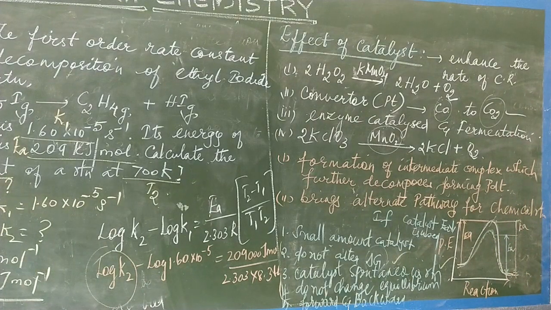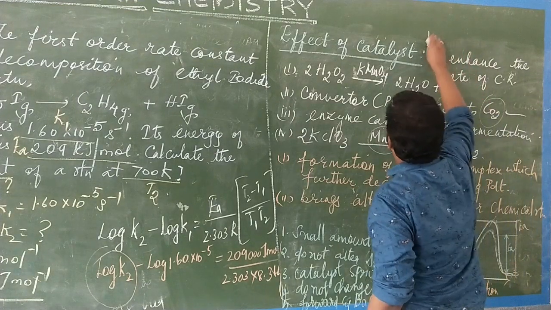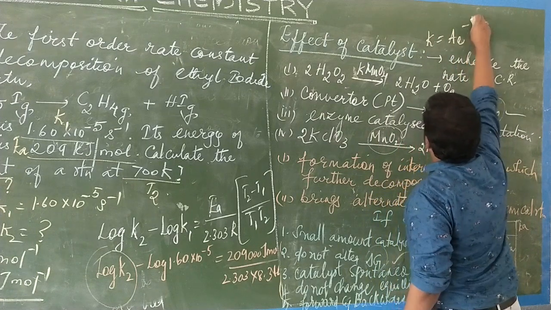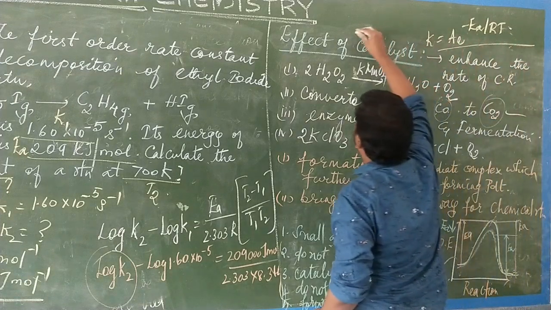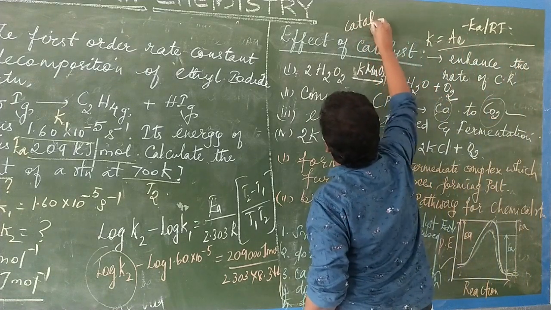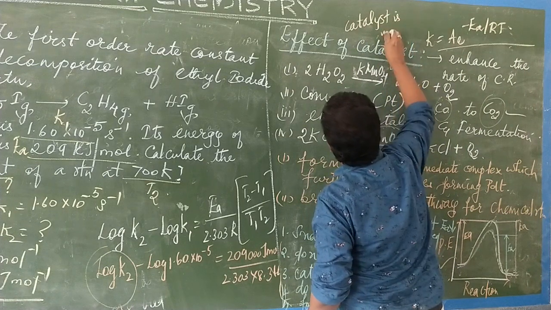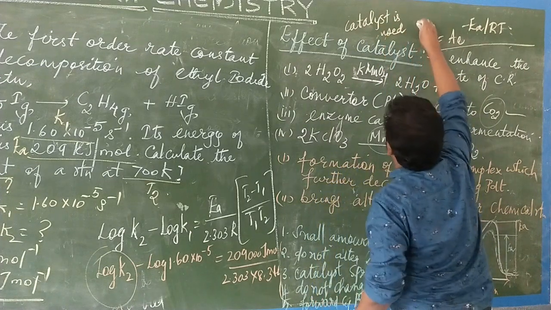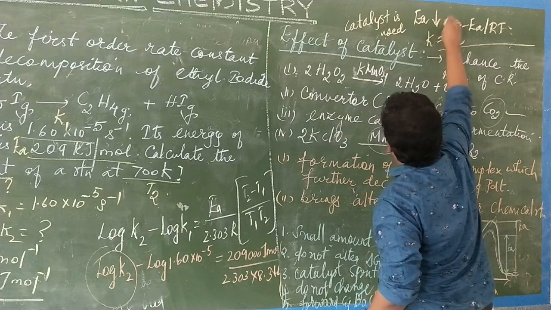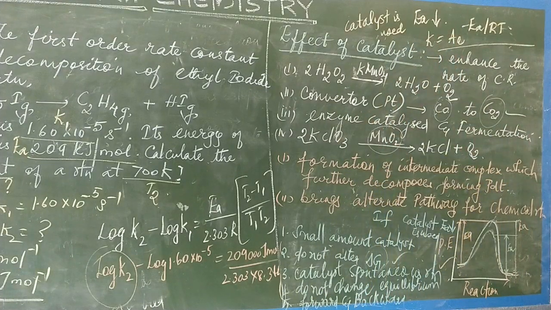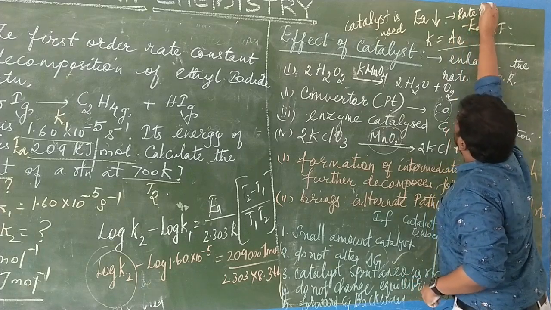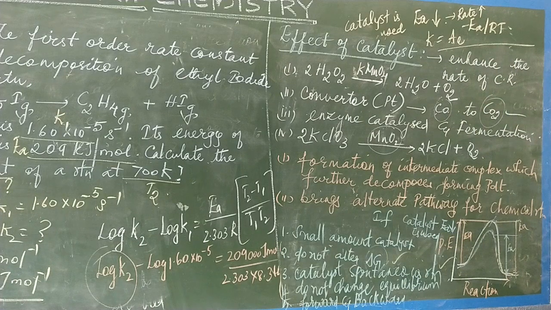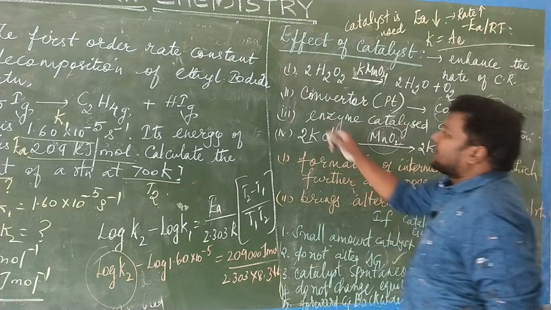Okay, for this we can use the Arrhenius equation. Same thing, k is equal to A e to the power minus Ea divided by RT. So what do we see in this equation? Whenever a catalyst is used, then the Ea, the activation energy value, will decrease. Then automatically what will happen? The rate of the chemical reaction will increase. So this is about the effect of catalyst.